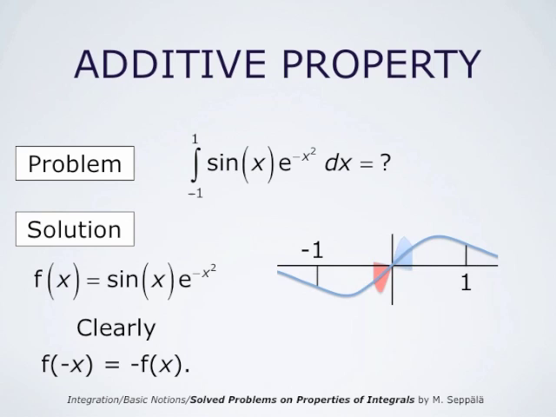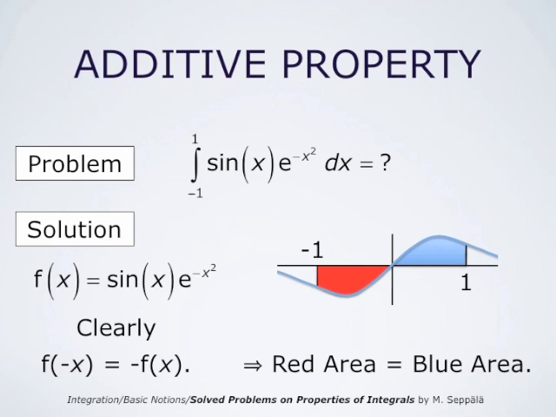And this means that the red domain indicated in this picture, that is the domain between the graph of this function sine of x e to the negative x squared and the x-axis interval from negative 1 to 0, has the same area as the domain between the graph of the function and the x-axis interval from 0 to 1. So we conclude that the red area equals the blue area.